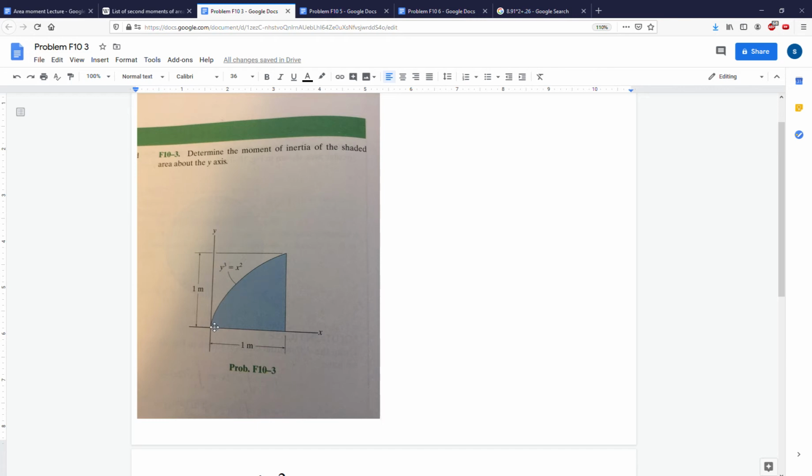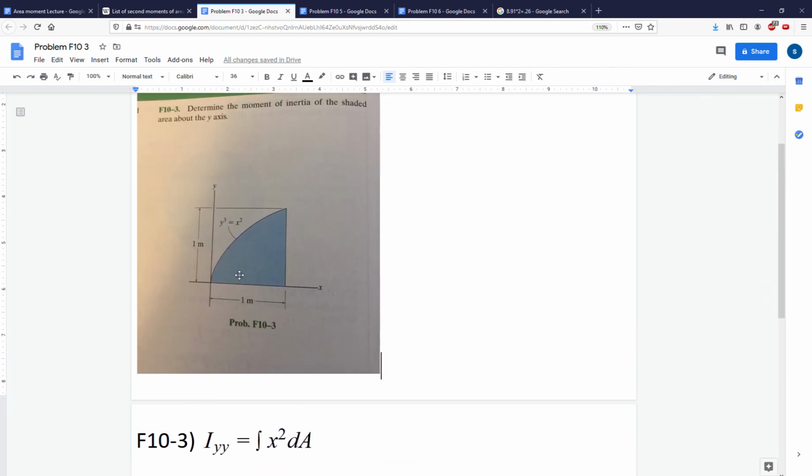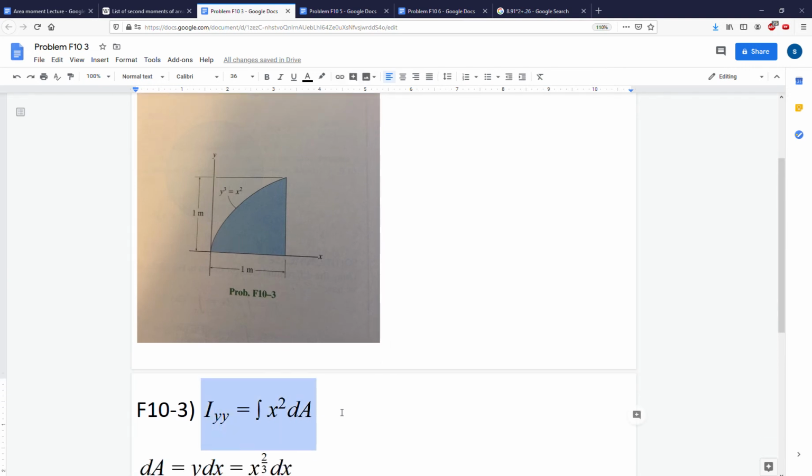Because of that, we are going to take this shape and divide it up into a bunch of vertical stripes. Why vertical stripes? Because each vertical stripe is the same distance away from the y-axis as all other points on that vertical stripe. So we can find the y component of the moment of inertia by taking the x value of that stripe, wherever that stripe is located, and dA would be the area of that thin little stripe.